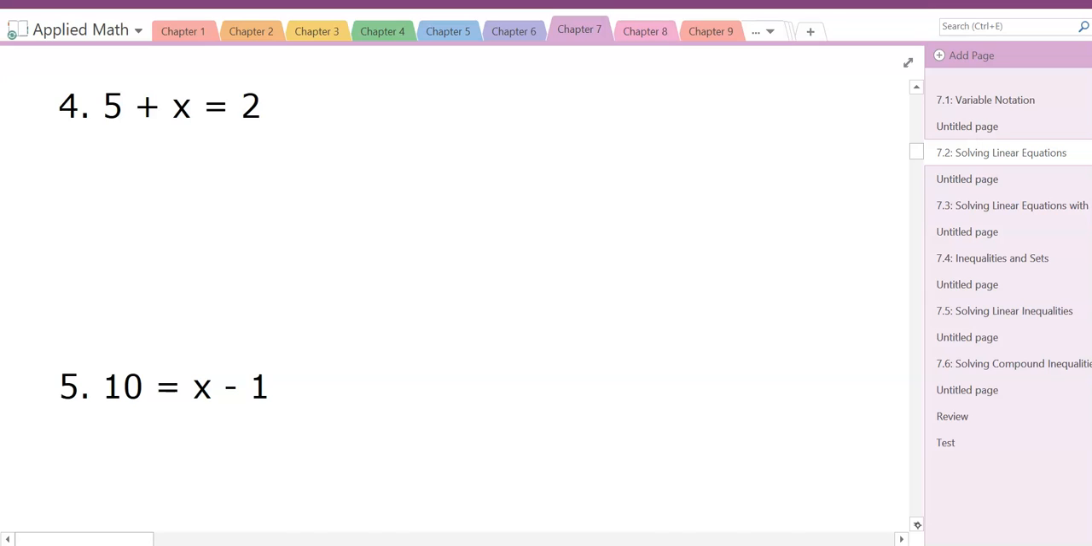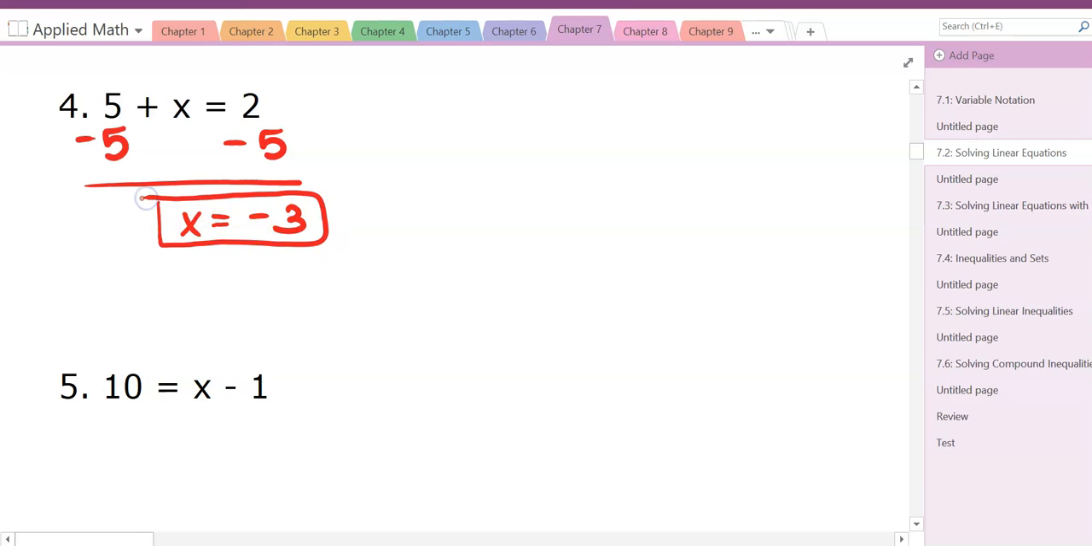So what do you do for number 4? Subtract the 5. So what is 2 minus 5? Negative 3. This one was written a little bit differently because they put the x second. So if you needed to, you could have always flipped these around so that it said x plus 5 equals 2. So you can rewrite that equation if that makes more sense to you as to why we subtracted 5. We subtracted 5 because it was positive. So you always just want to do the opposite of whatever it looks like.